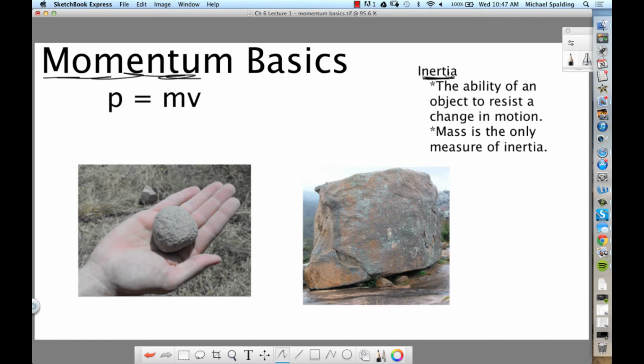All right? Inertia. So momentum and inertia sound similar, the inertia of an object, the momentum of an object. They're very closely related, but they're different. Now, what is inertia? Inertia is the ability of an object to say, hell no, I'm not doing that. Not going to happen. What gives an object the ability to say, hell no? Mass. Mass is the only measure of inertia. Does inertia depend on velocity?